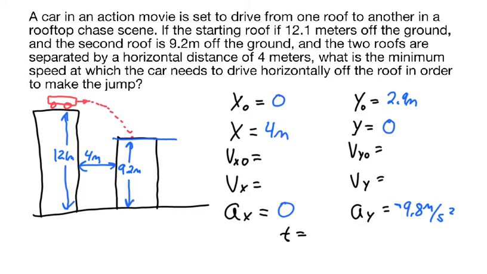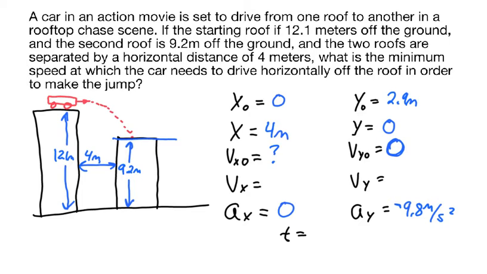It says it's going to be driving off horizontally. That means it's not moving vertically to begin with. So we have a Vy naught of 0. And we're asked how fast in the horizontal direction it needs to be traveling in order to make that jump. So we don't know anything about Vx or Vy or t yet.